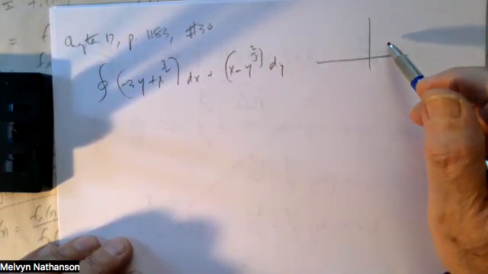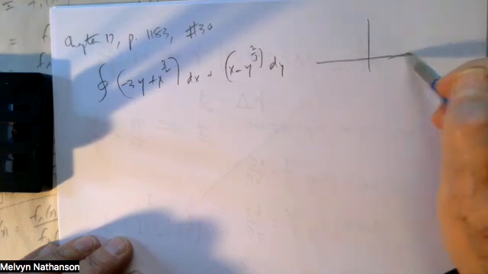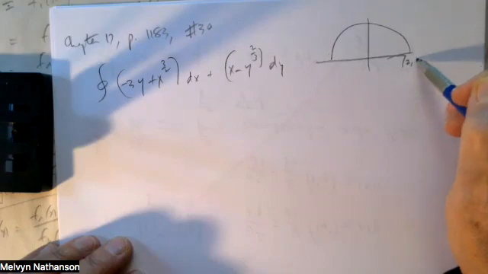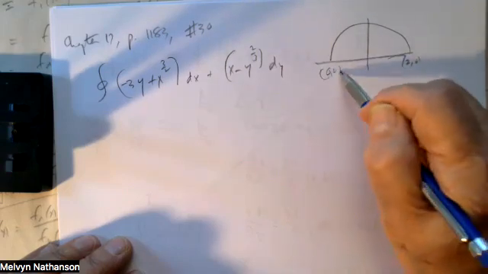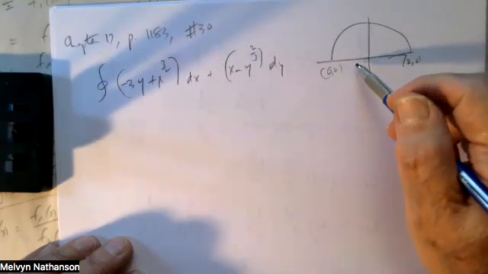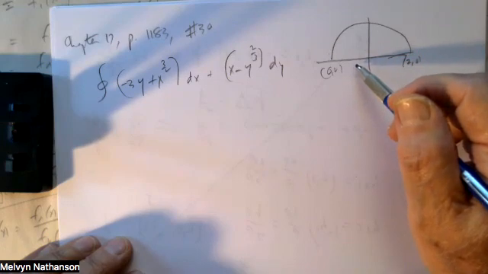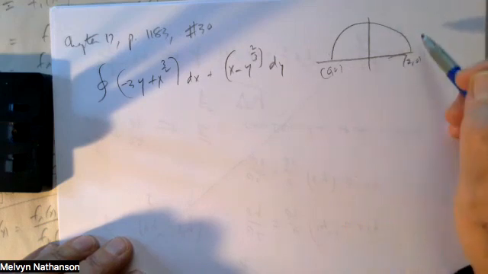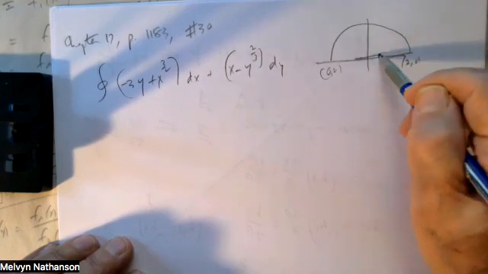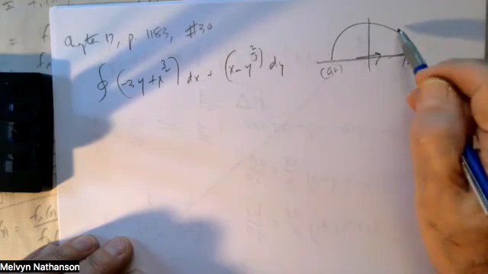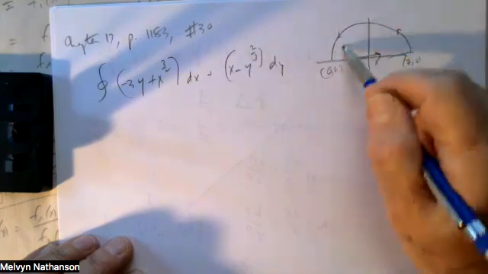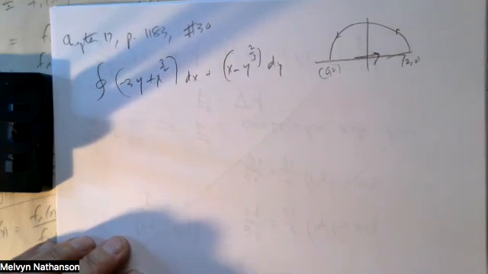So it's the half disk that looks like this, from 2, 0 to 0, 2. So C is the boundary of the half disk that goes counterclockwise. So we're going horizontally along the x-axis and then around the circle like this.